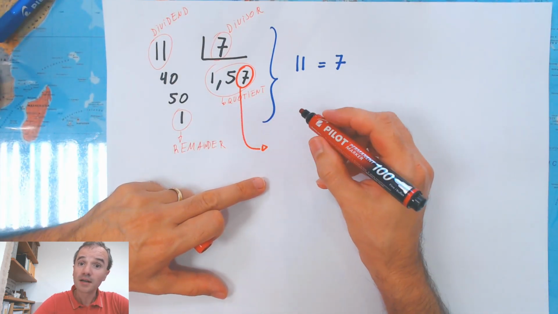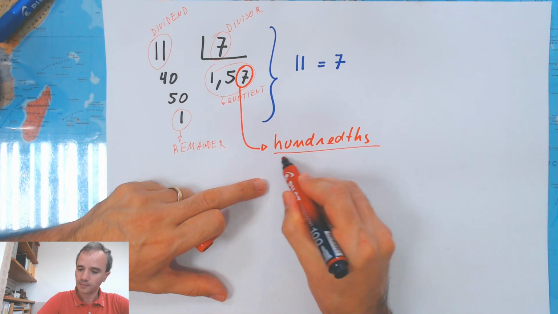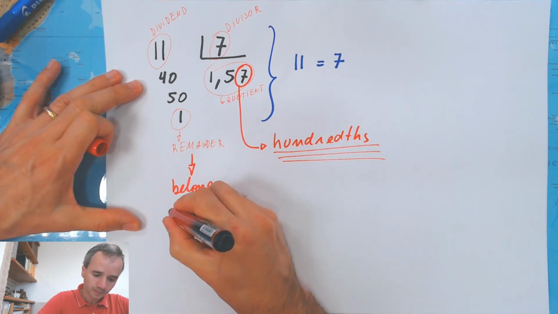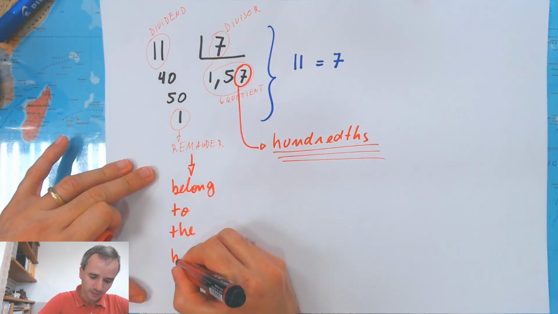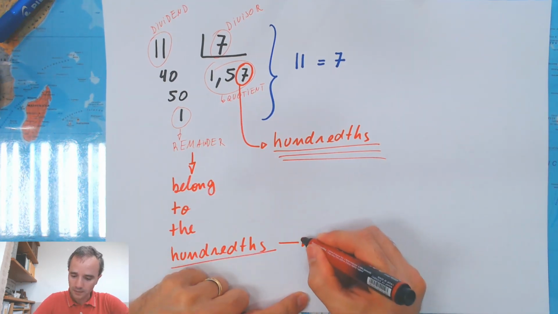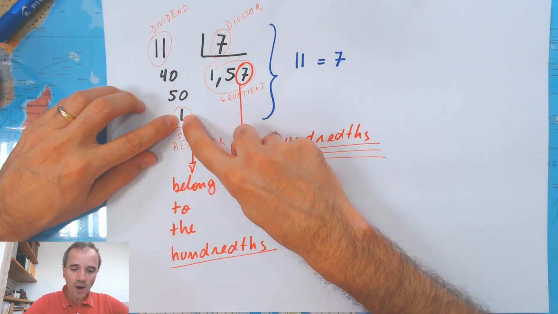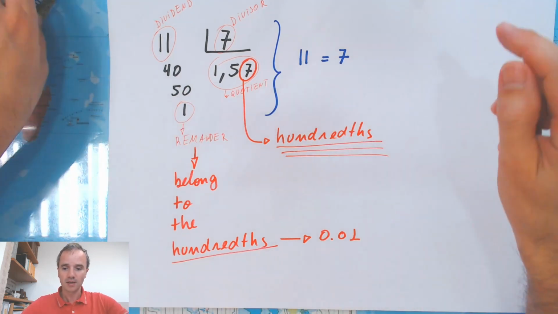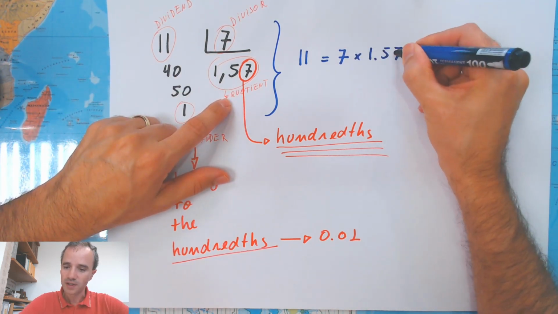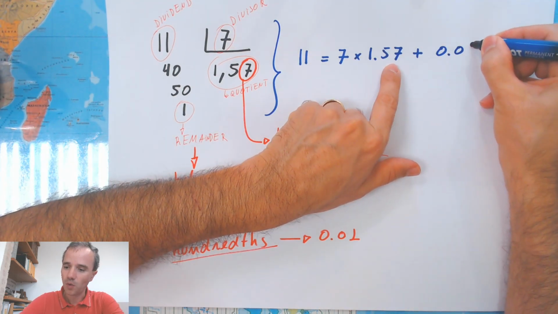Remainder. Okay. Now, but look at the decimal place that we are. What is this? This is the hundredths. Therefore, this remainder is going to belong to the hundredths. So it's not going to be 1, it's going to be 0.01. Agree? You just have to remember that that one is related to the last number that you used, right? So now it's going to be 7, the divisor, times the quotient, which is 1.57, plus the second decimal, 0.01, okay?